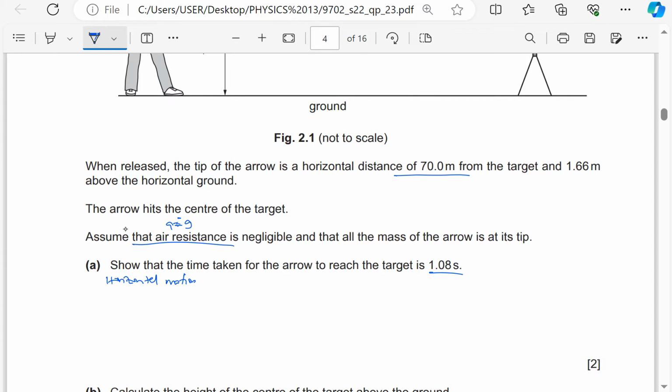And if I consider horizontal motion, I use S equals UT plus a half AT squared. In the horizontal, S is 70. Initial velocity in the horizontal, we resolve this in the horizontal, so it is going to be 65 cos of 4.30 degrees plus, of course, acceleration in the horizontal is equal to 0 because there is no resultant force in the horizontal. The only force acting is the weight, which acts vertically downwards, so it will be plus 0.